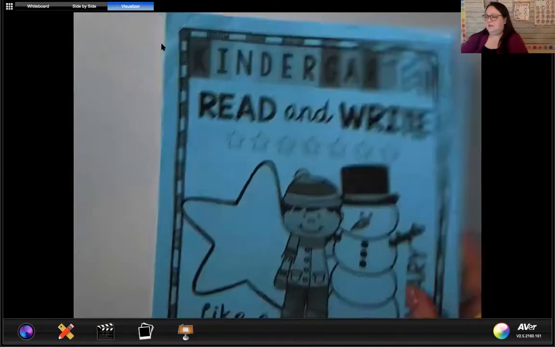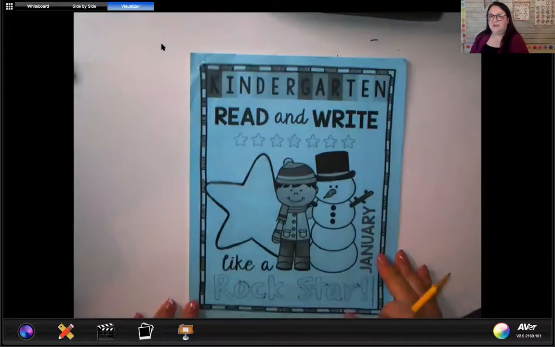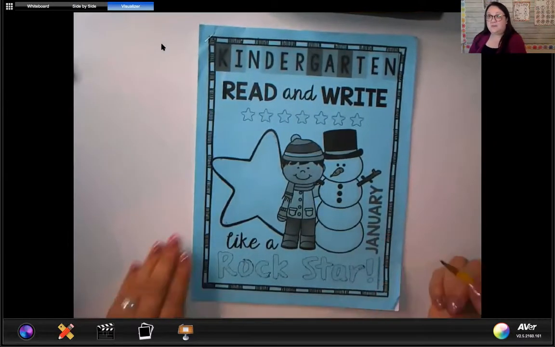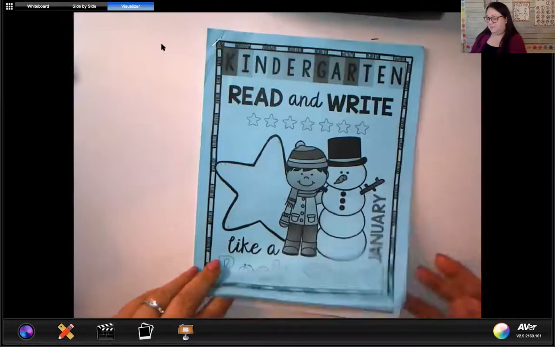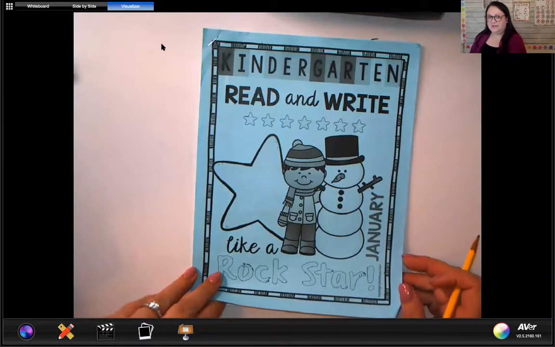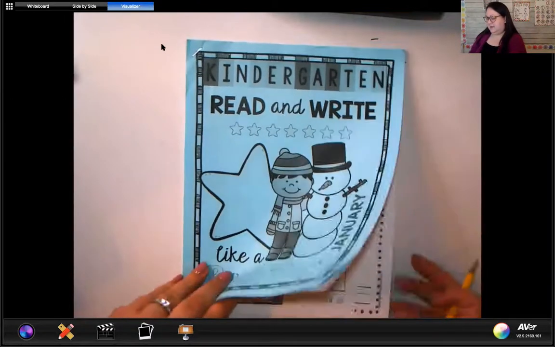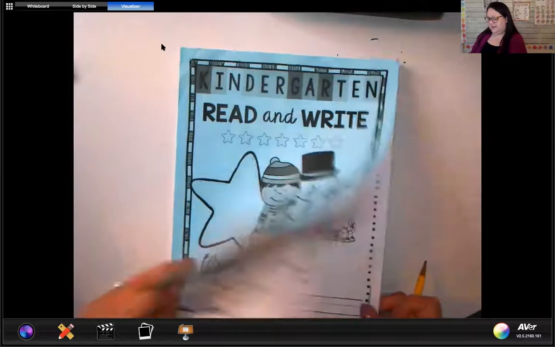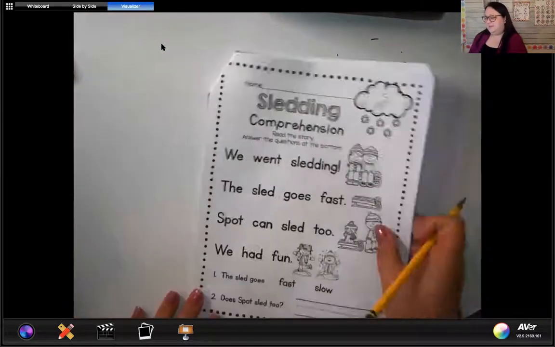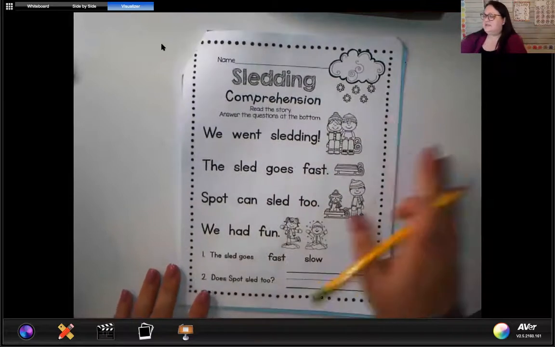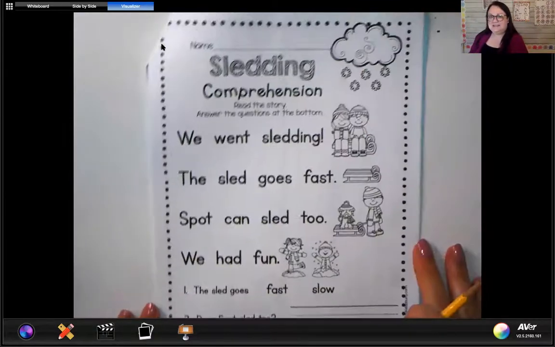And now we're gonna get out our next thing that we're gonna work on today. You're gonna get out your kindergarten Read and Write Like a Rock Star January workbook, okay? So go ahead and get that out. And we are gonna turn to our last section here that we're working on. And it's called, the title is Sledding.